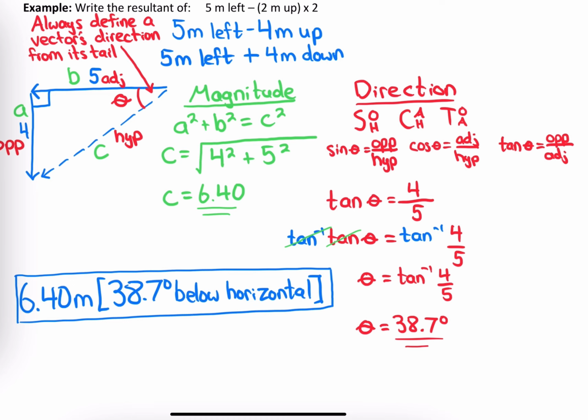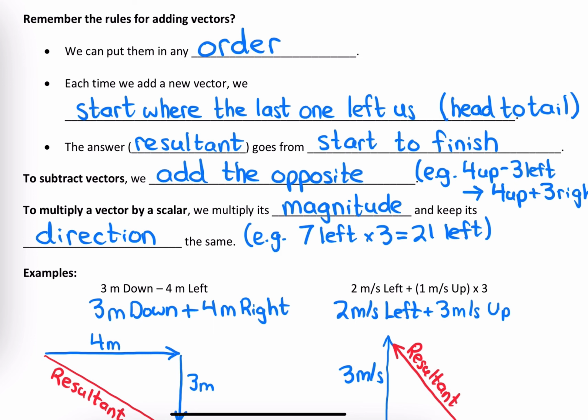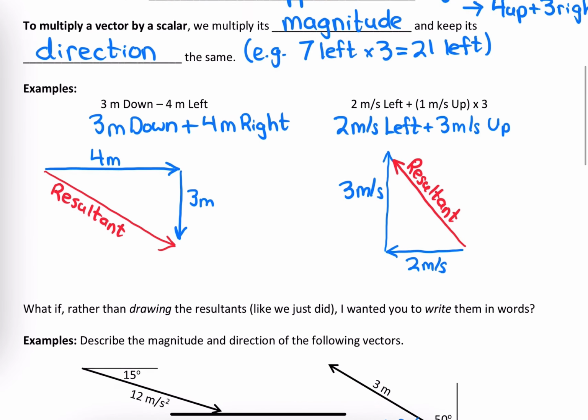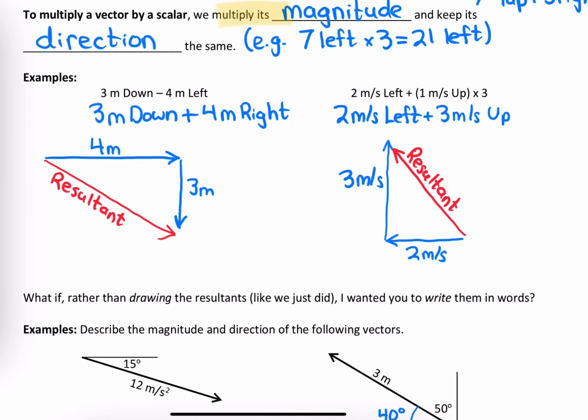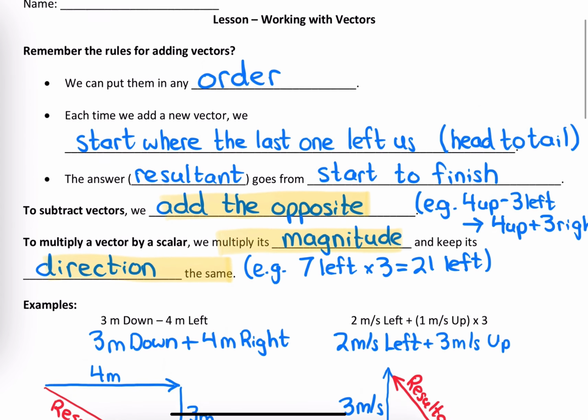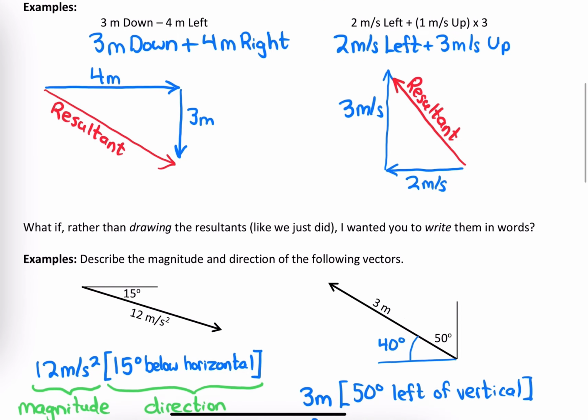So, quick recap. Vectors have magnitude and direction. If I want to multiply a vector by a scalar, I multiply its magnitude and I keep its direction the same. If I want to subtract two vectors, I simply add the opposite. And once I do all that, I can reduce my problem to simply adding vectors, in which case I have to remember that order doesn't matter. The vectors being added have to be head to tail, and the resultant goes from start to finish. Then we did some practice of that here.